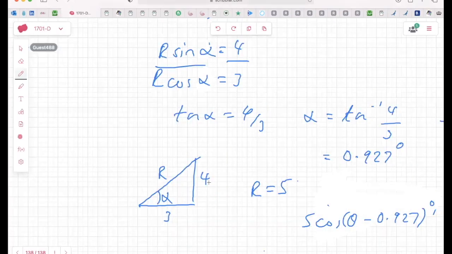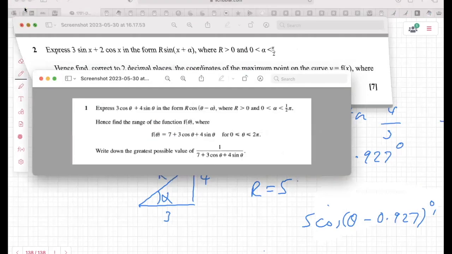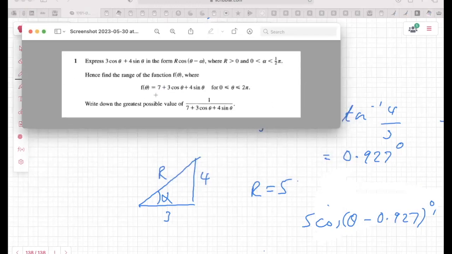Excellent. So next question. Next part of that question was: hence find the range of the function, where f of theta is 7 plus this. So essentially what's happened is the same thing, but it's been moved up 7. Now we know that it's got an amplitude of 5. So that means its lowest point is going to be minus 5, and its highest point is going to be plus 5. So the range will just be 2 to 12. 7 take away 5, 7 plus 5.